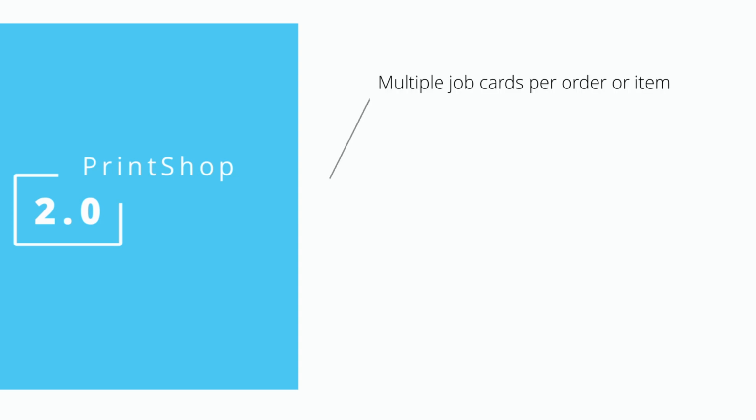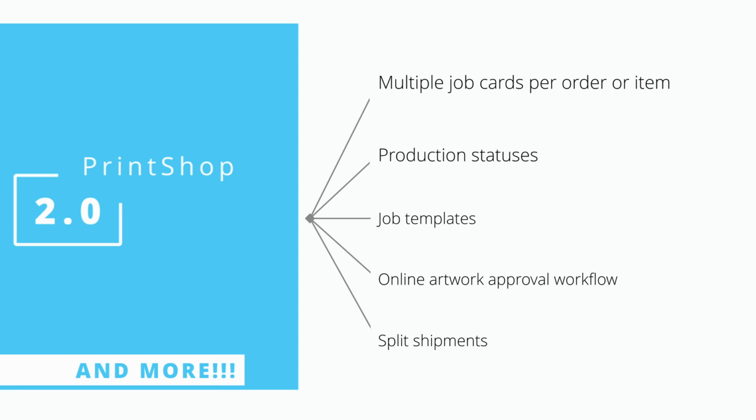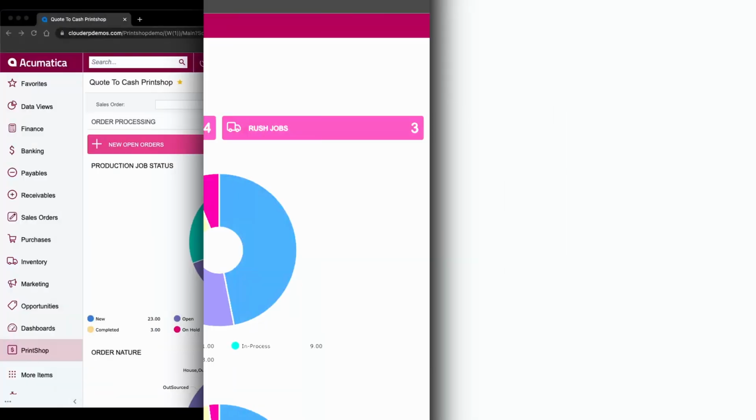In Printshop 2.0, we've introduced several exciting new features to better serve the print and promotional industries. You can now have multiple job cards associated with an order or with a line item, manage job production status, save job specifications as a template or to be reused for future orders, and associate those templates with a customer profile, use an online artwork approval workflow, easily manage split shipments, and more. Let's see what that looks like.